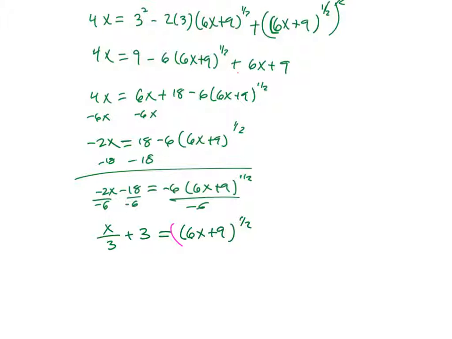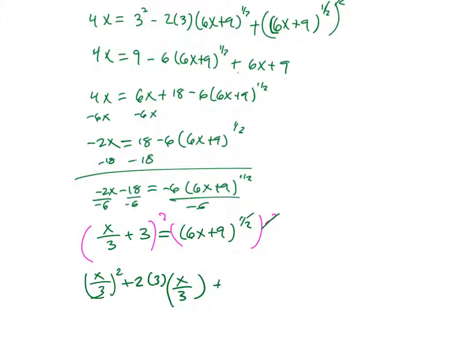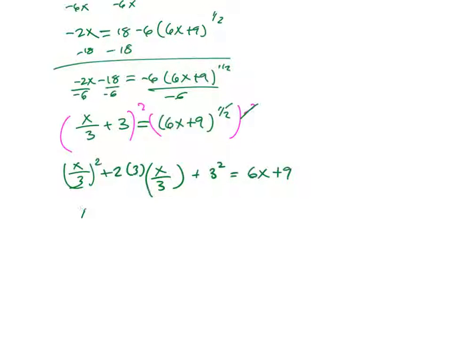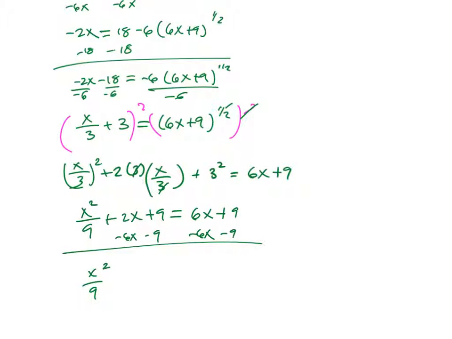Right here again, I'm going to square on both sides. So this cancels out, and I have the first one squared plus 2 times the first one times the second one plus the second one squared equals 6x plus 9. This is x squared over 9 plus, remember that this 3 cancels out, so I have plus 2x plus 9 equals 6x plus 9. Now, again, I have a linear term and a quadratic term, so minus 6x minus 9, minus 6x minus 9. So x squared over 9 minus 4x equals 0.